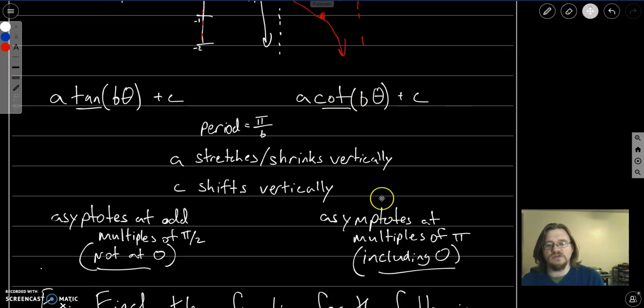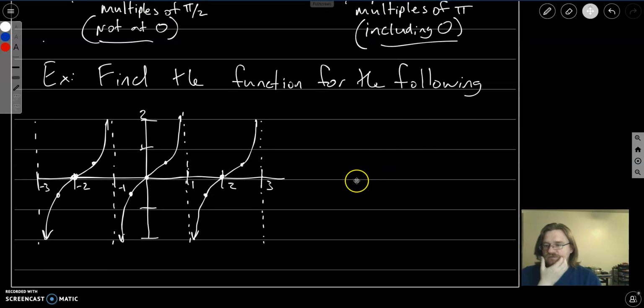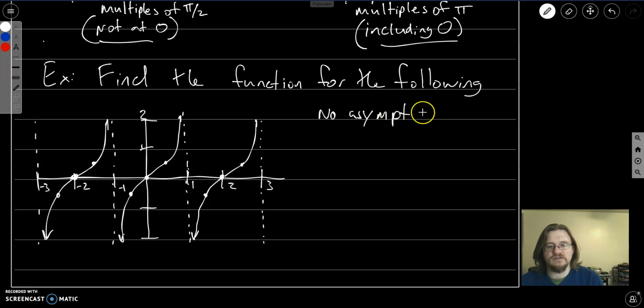So let's do an example where we find the equation for one of these. So here, again, what I just mentioned is the asymptotes. So no asymptote at 0. So if we have to choose between tangent and cotangent, we want a tangent function, not the cotangent function.